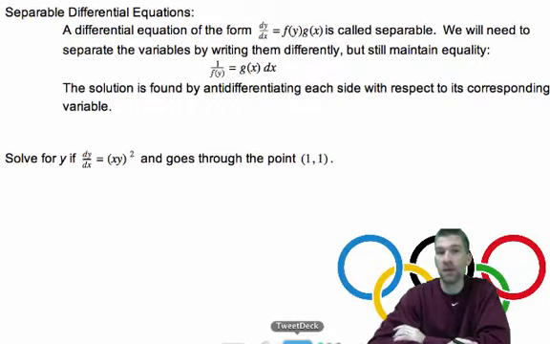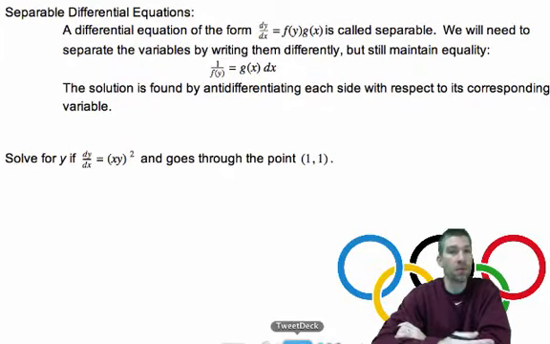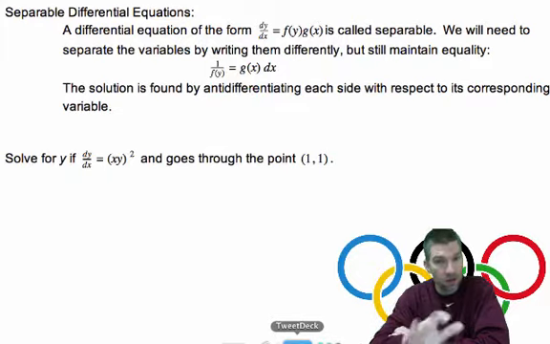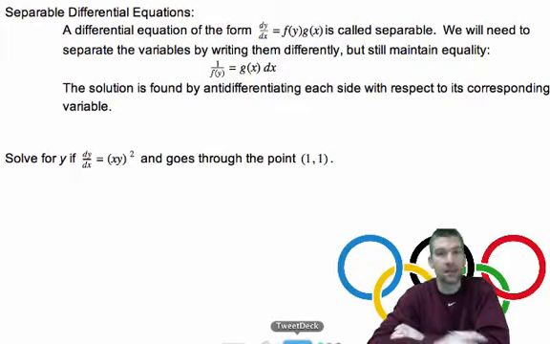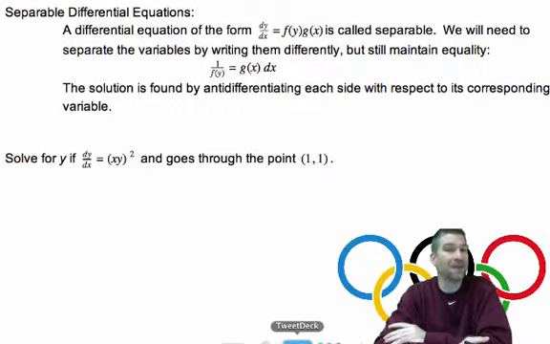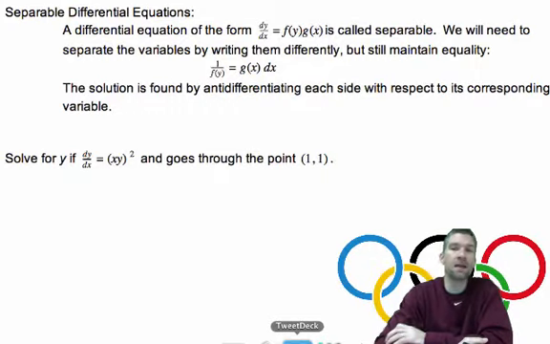And what that simply means is we've got x and y variables running around. We've got to get them separated so that we can solve a diff EQ, all right? A differential equation, remember, is an equation that has a derivative in it of the form dy/dx is equal to f of y times g of x. There you have your two different variables, y and x, and this is called separable. We will need to separate the variables by writing them differently, but still maintain equality.